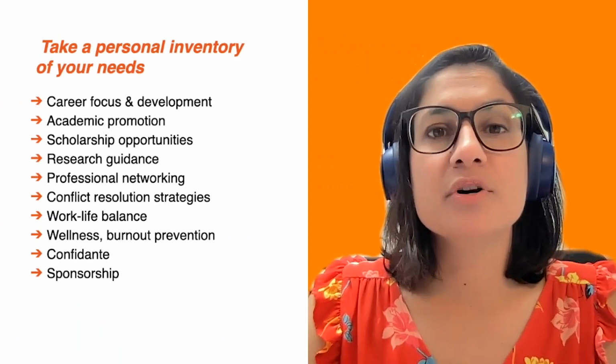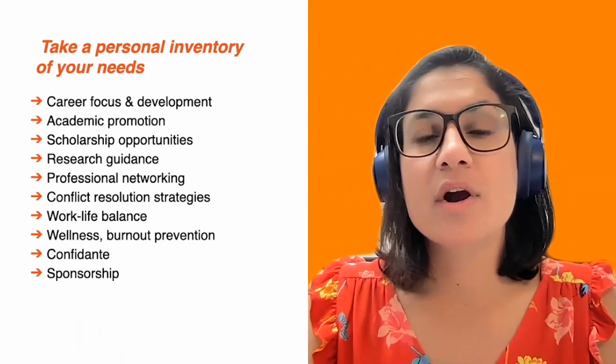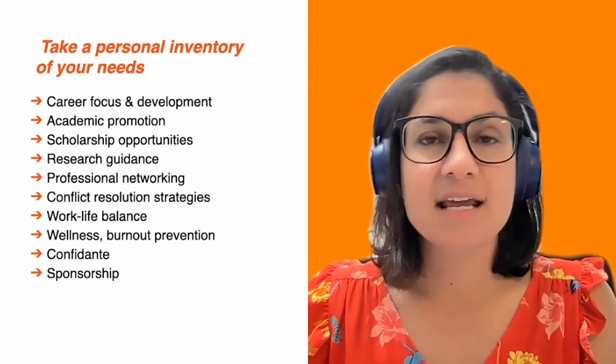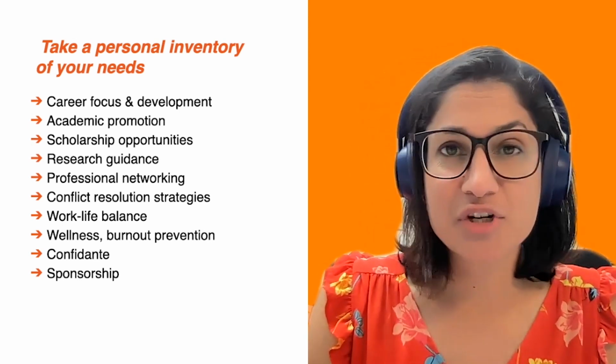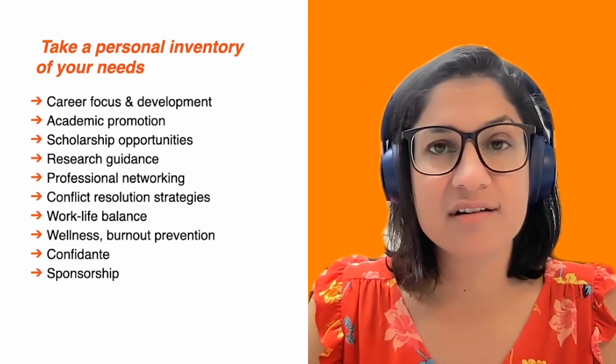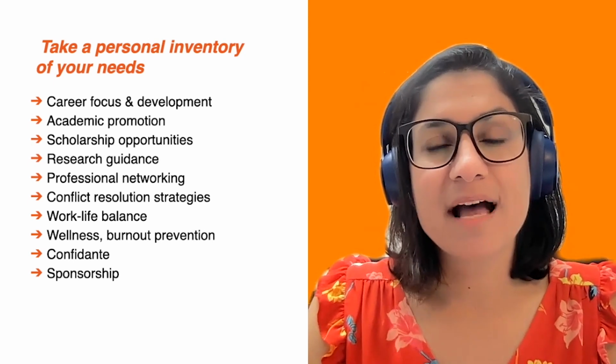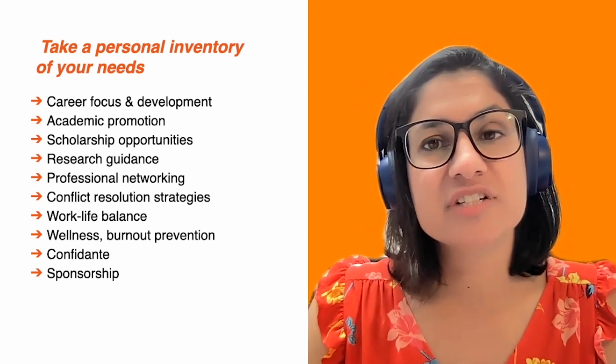So first, they took a personal inventory of their needs. Where would they like support? For example, career focus and development, academic promotion, scholarship opportunities, professional networking, work-life balance. Next, they made a list of people, past and present in their lives, who've served key roles in their development. This included current and former colleagues, classmates, professors, and then they added some people they respect within our field and who have a position or who have carved out a leadership role that they admire.